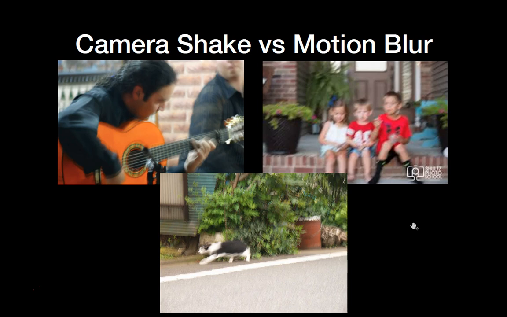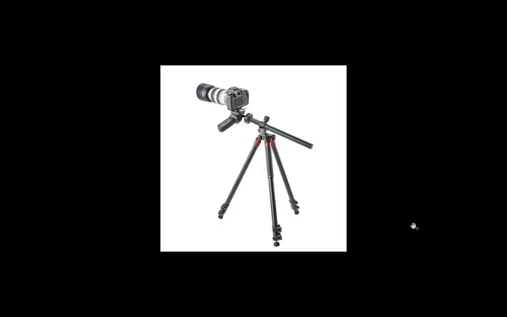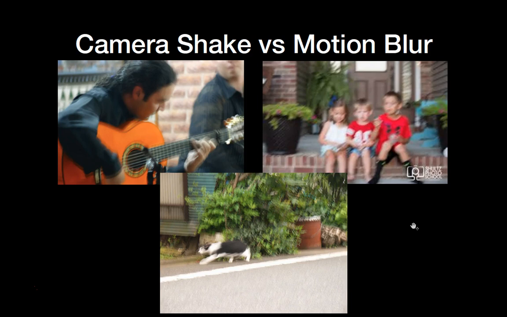It's not from the subject, but it's really from the photographer, and the shutter's being too slow. To combat this, a tripod is really important. It's not a requirement for this class, but if you have a tripod, definitely use it. It's going to have that stability, and you can use those slower shutter speeds without having camera shake.